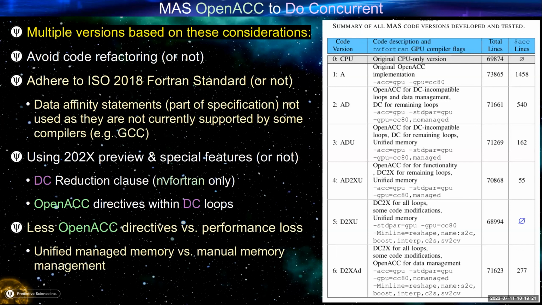And also there's a trade-off of how many directives we get rid of versus the performance. And that boils down to using unified managed memory versus manual memory management. You cannot do manual memory management with do concurrent. You have to use something, either OpenACC or OpenMP target offload. So that might change performance. So that's how we end up with 6 codes. And we're going to sort of go through each one of these and see what's going on.